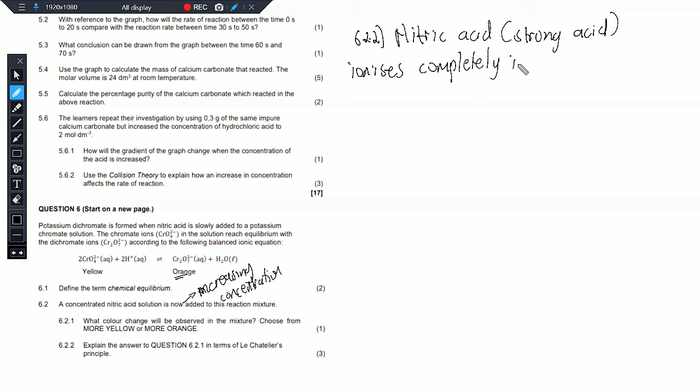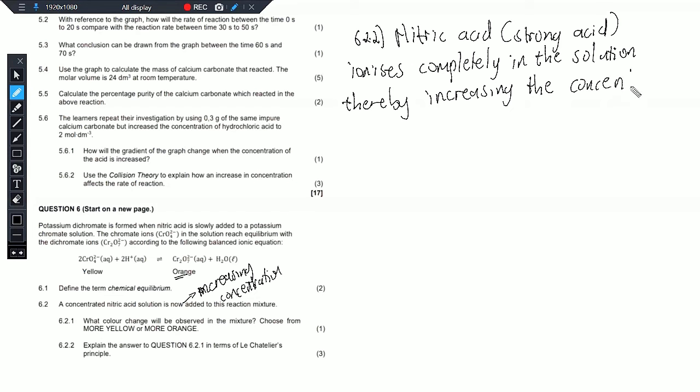Ionizes completely in the solution, thereby increasing the concentration. Remember, this is an acid, so the concentration of the H plus ions, the hydrogen ions, increases, because we know an acid is a proton donor, or it produces hydrogen ions. With that being said, we will say, therefore, the forward reaction is favored. Remember, if now there is more of this, the forward reaction is favored.